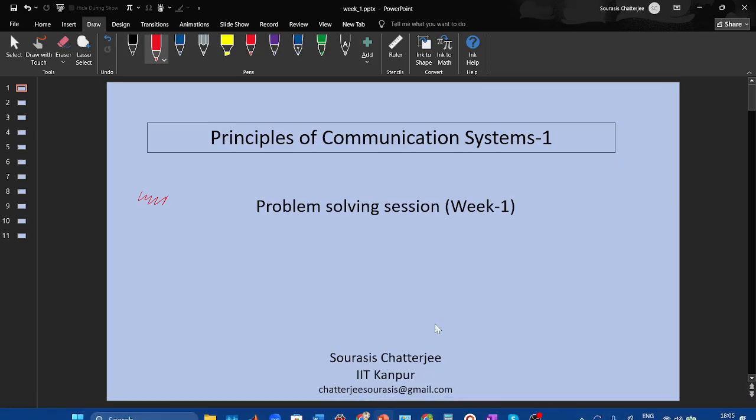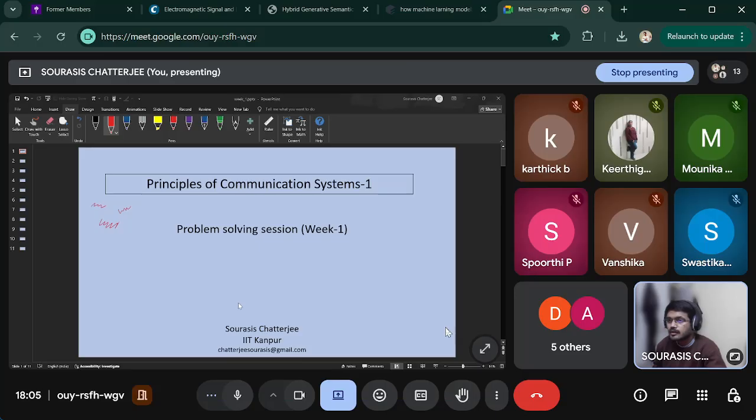Okay, so I think we can begin. Just one more confirmation. You all can see what I can write also. Can one of you please confirm that whatever I'm writing in the red is visible to you or not? Okay, I'm assuming it's visible.